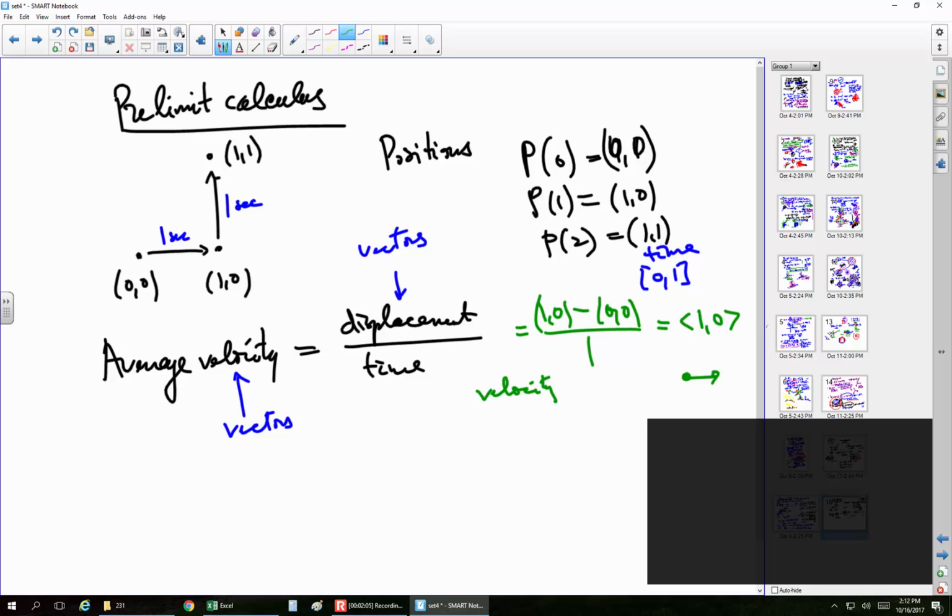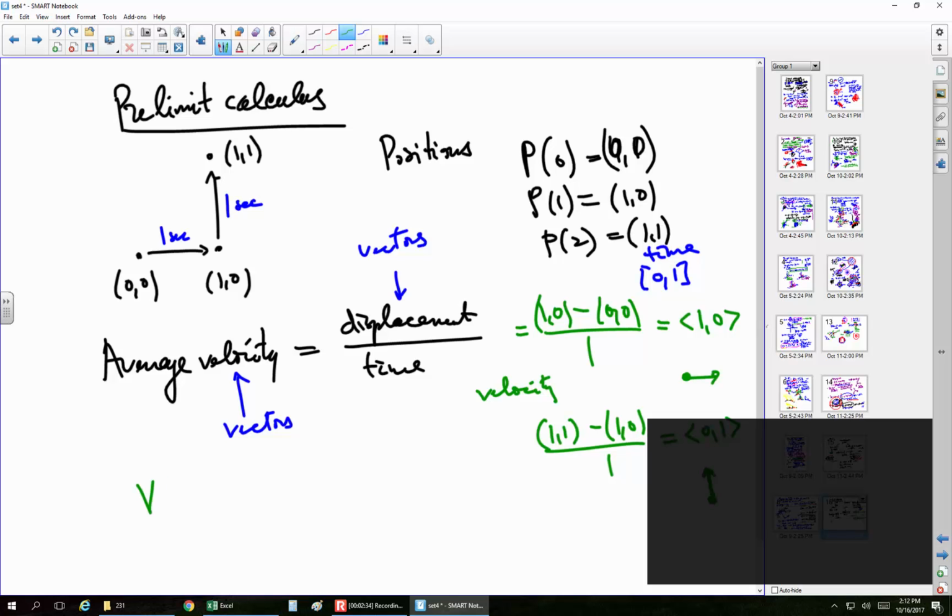So during the first period of time, it is the vector (1, 0), and then the second period of time, the second increment, it will be (1, 1) minus (1, 0) over 1 again, and the answer is (0, 1), right? I mean, if you look at the picture, this is just so obvious as what's happening, what the velocity is. Okay? So then, that's how you could write the velocity.